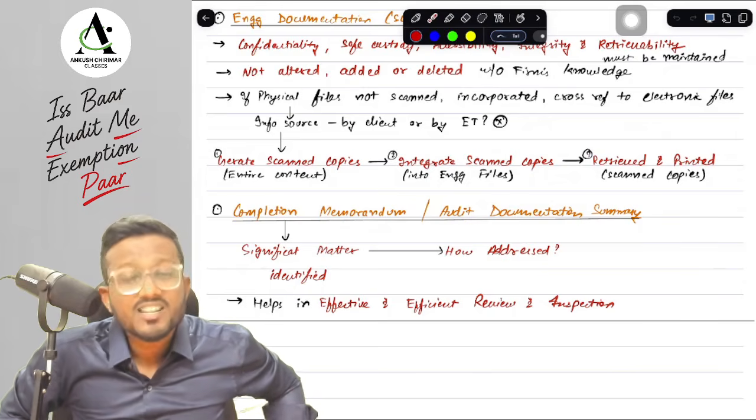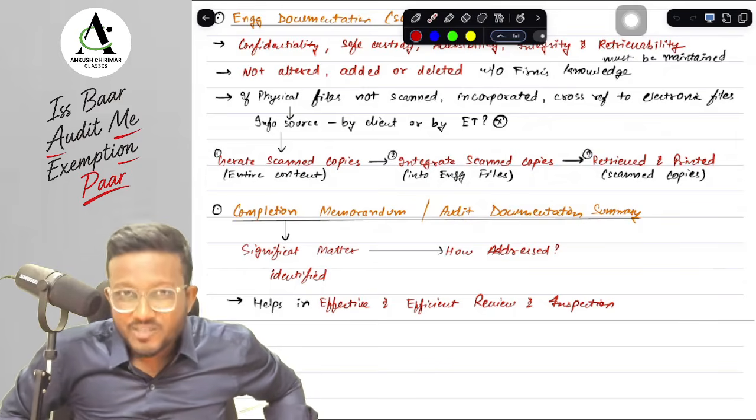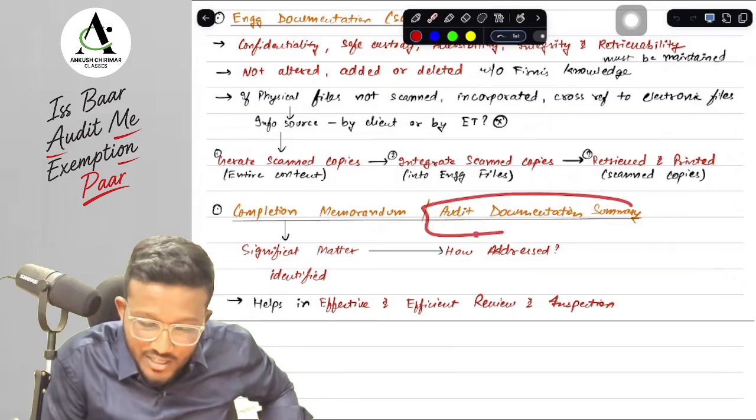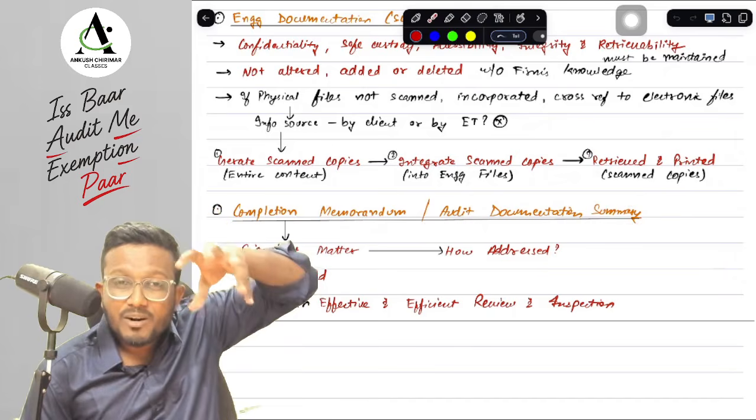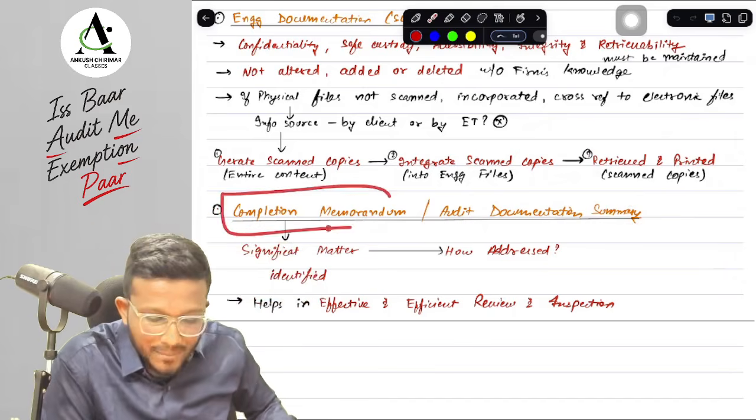This will be a very tedious task. So here they are saying, for a large or complex audit, what you need to do is prepare an audit documentation summary. You need to prepare a summary which should be kept at the top of that particular final audit file. This is also called the completion memorandum.